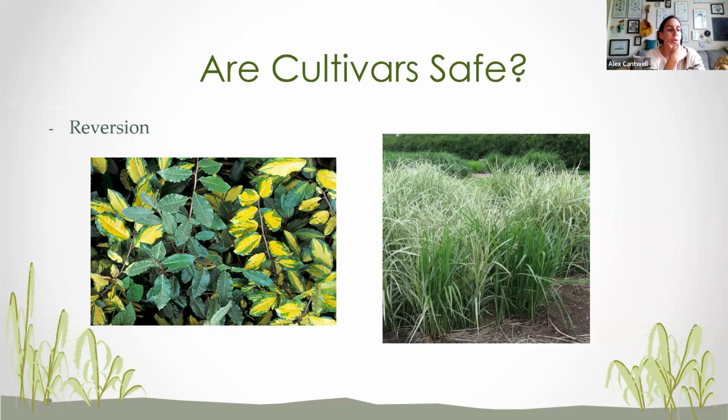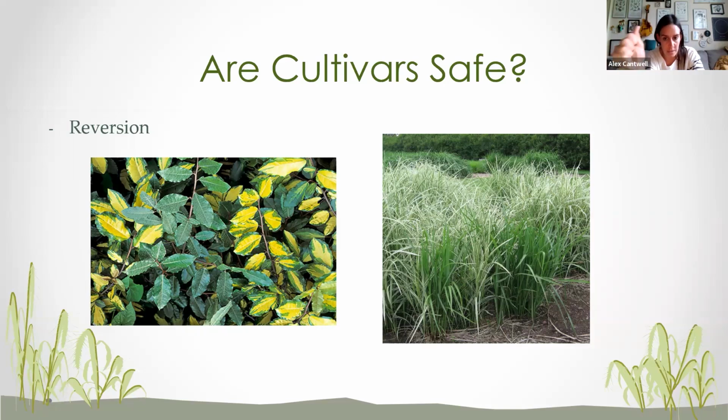And that might be true in the moment, but the variegation is a spontaneous mutation. And guess what? That plant has the potential to spontaneously mutate back and revert back to its original code. So we see those patches of green grass there. That is a reversion. And guess what? As that grows, it's going to be more vigorous than the cultivar.